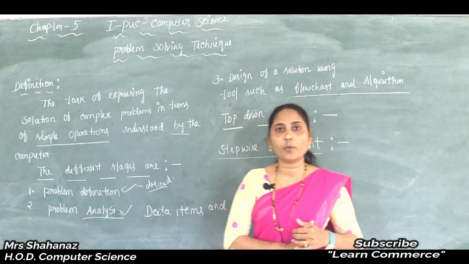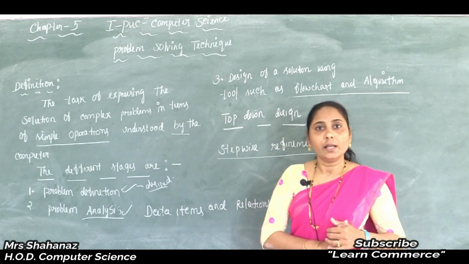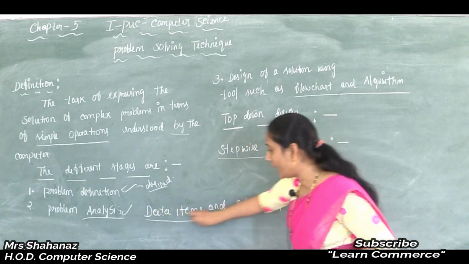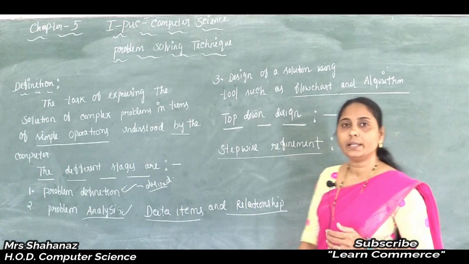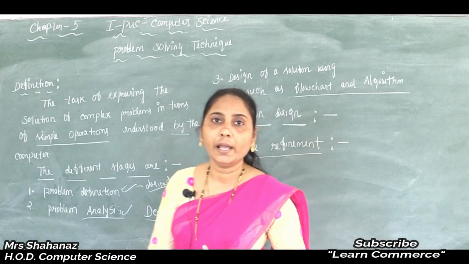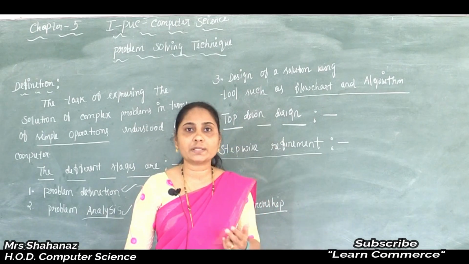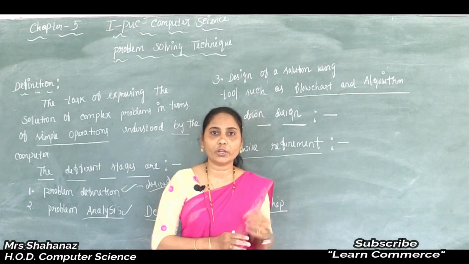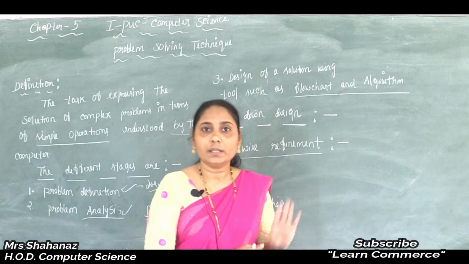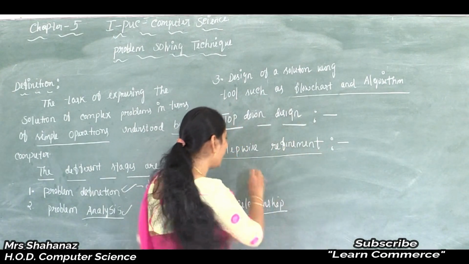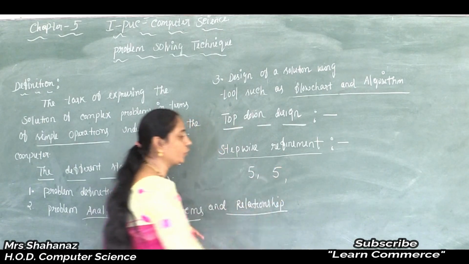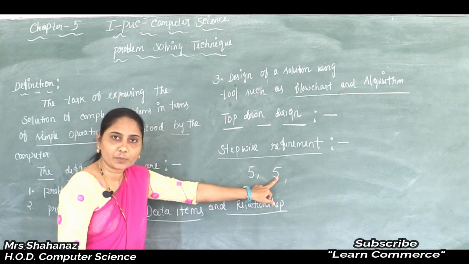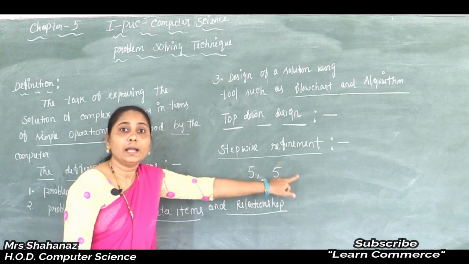So the first, the problem analysis, in this case we can say that this determines the data items and the relationship. Data items, for example, I have some numbers to add, maybe the numbers are 5 plus 5. Okay? So we know that the numbers 5 and 5 I want to add. So this is called the data items. Clear this point here?